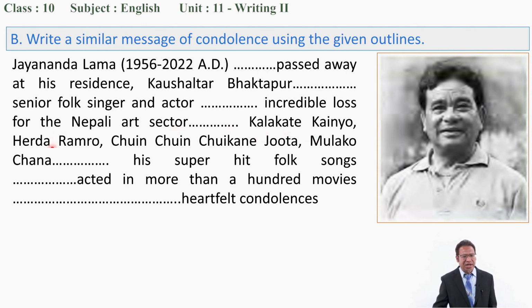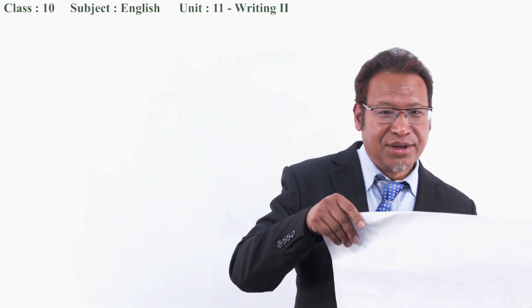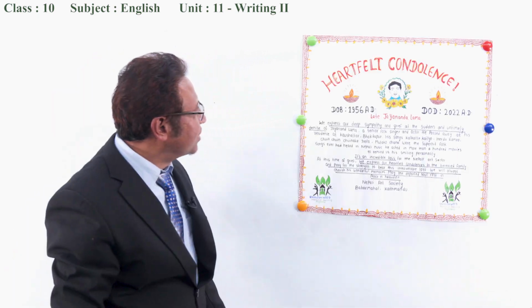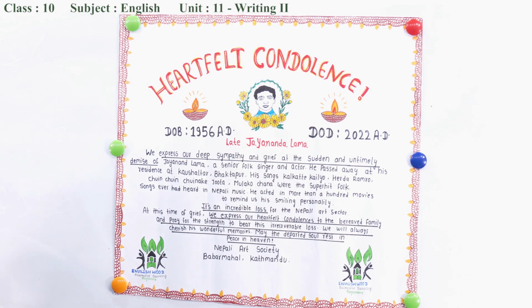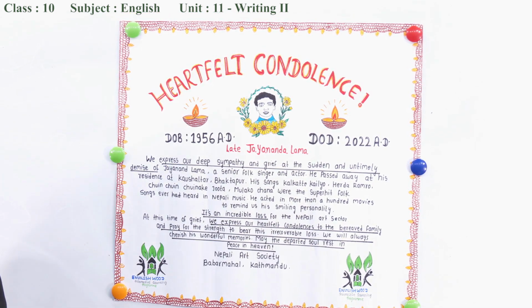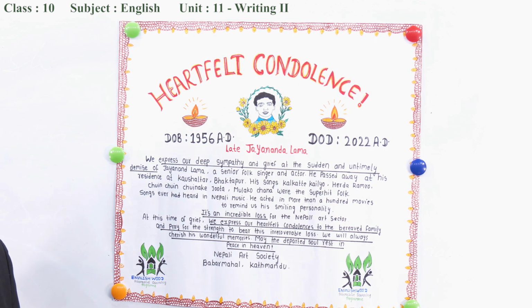Kalkate Kanyo, Herda Ramro, Chui Chui Chui Gane Juta, Mula Ko Chana were his super hit folk songs. And he acted in more than 100 movies, and you express a heartfelt condolence. Now, one of my students has written this message of condolence. Look at this one. One of the students has written this message like this.